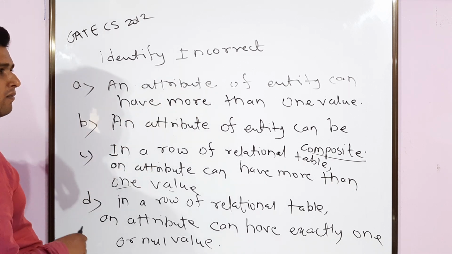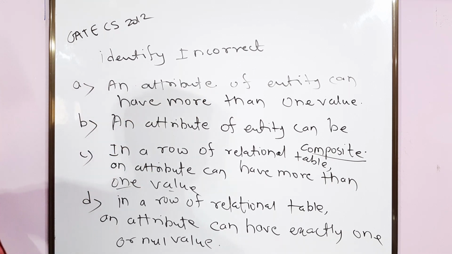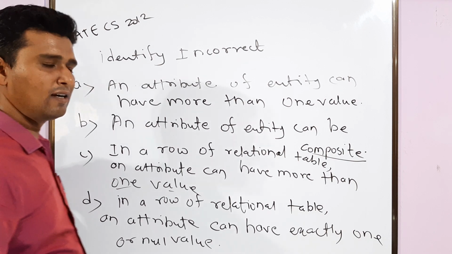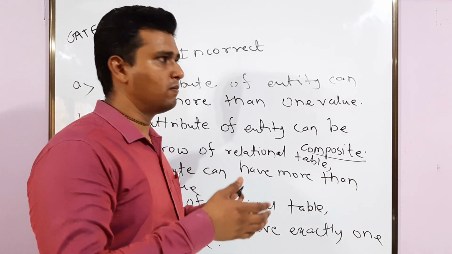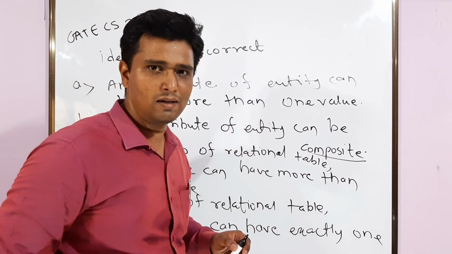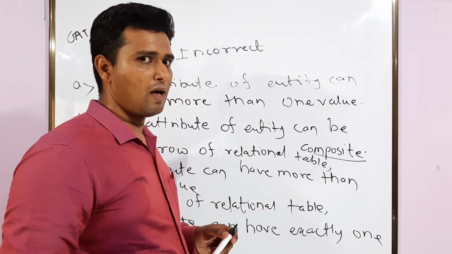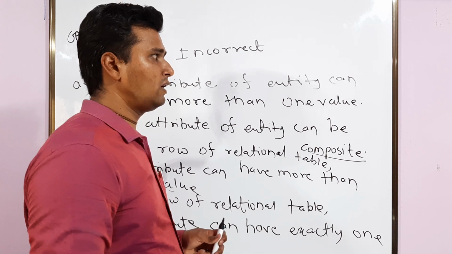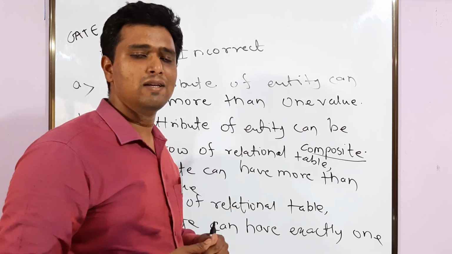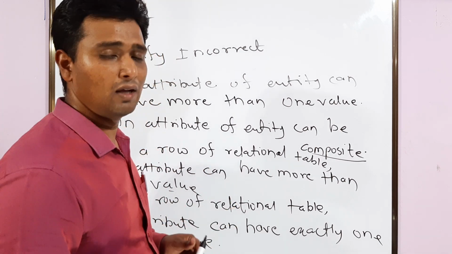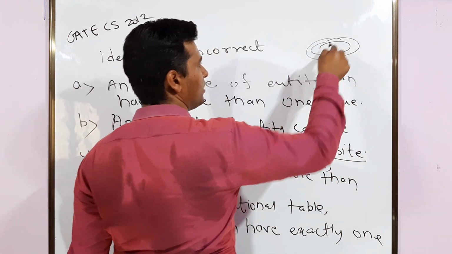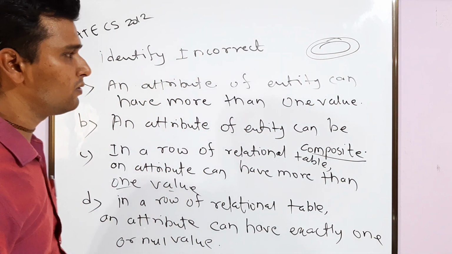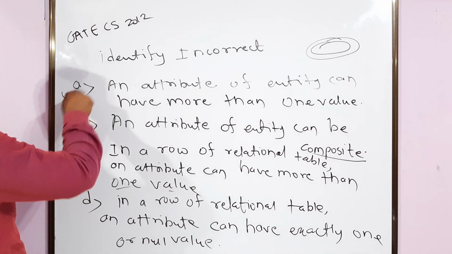An attribute of an entity can have more than one value. So what do you think? Yes, that is what many students will be confused by with this statement. They will think that an attribute should have one value, but it is not so. An attribute can have more than one value, and we can write this as a multi-valued attribute. So this is a multi-valued attribute where more than one value is there, so this is a true statement.